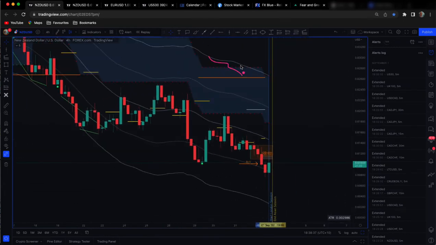We want our trend lines to be heading south. We want price to be under the cloud. And we're looking for pullbacks into this midline. This one's a little bit out, but I'm okay with that opportunity.